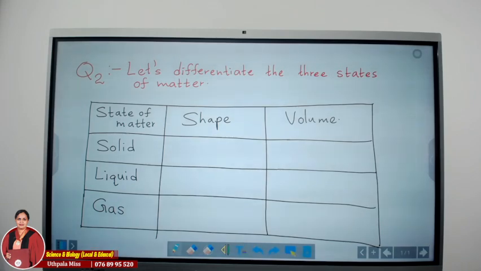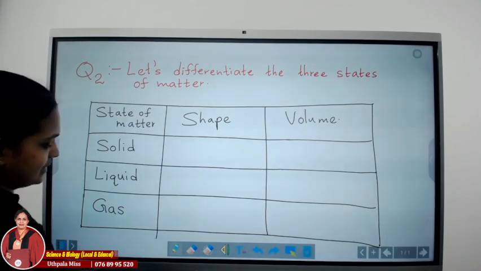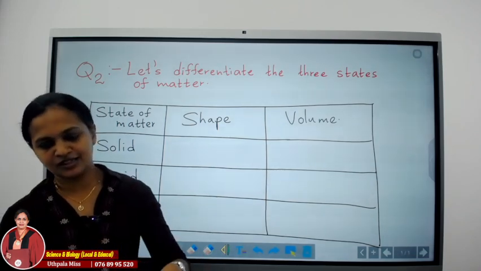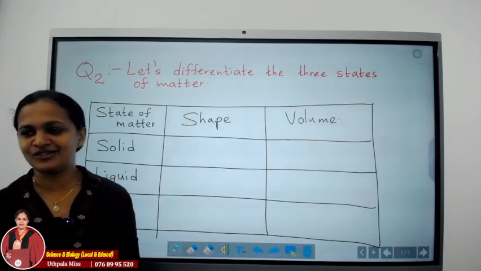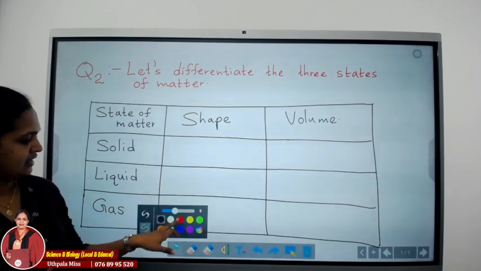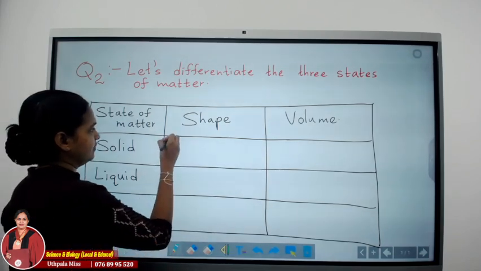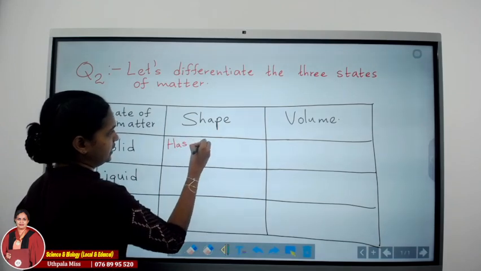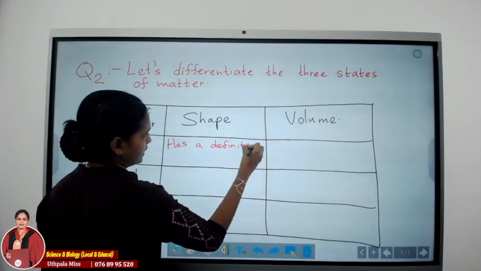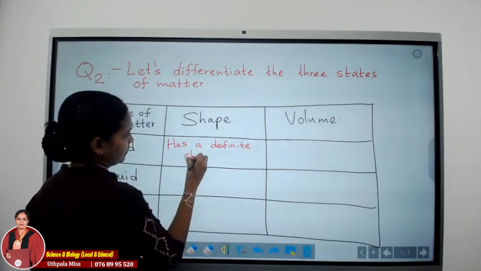Done, Miss. Okay. So what do you think about the shape of a solid? Does it have a definite shape? Now think of the chairs, tables, books, pencils, pens that you have. Yes, they have a definite shape. A solid has a definite shape. We can mention the shape.